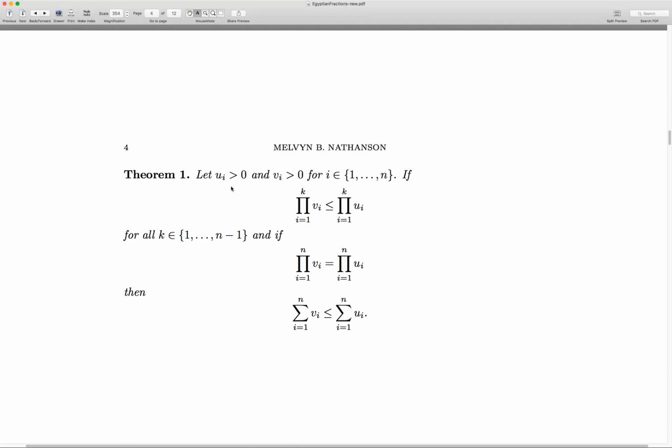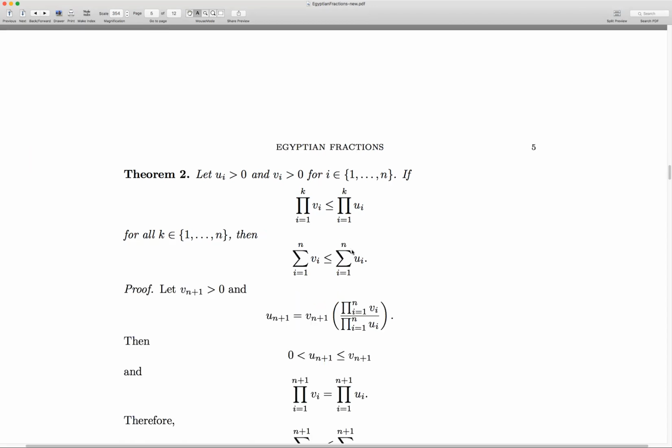So in this theorem, the U's and the V's are positive. This partial product inequality is satisfied, but we have equality when we take all n of the numbers together. I want to get rid of this condition. I'd like this to be less than or equal to.